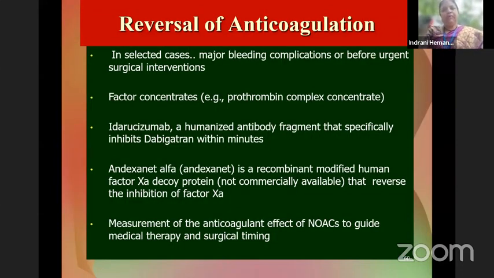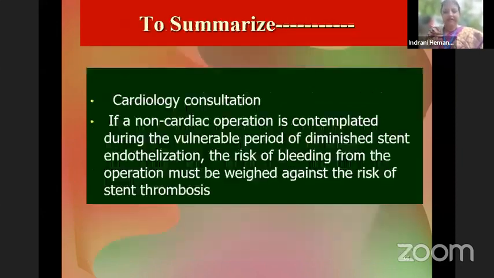So there are a few reversal agents for anticoagulation in case there is excessive bleeding, but it is better not to use any of them, because only if major bleeding occurs can you think about using factor concentrates like prothrombin complex concentrate, or idarucizumab, which is a dabigatran antagonist, or andexanet alfa, which is a factor Xa antagonist.